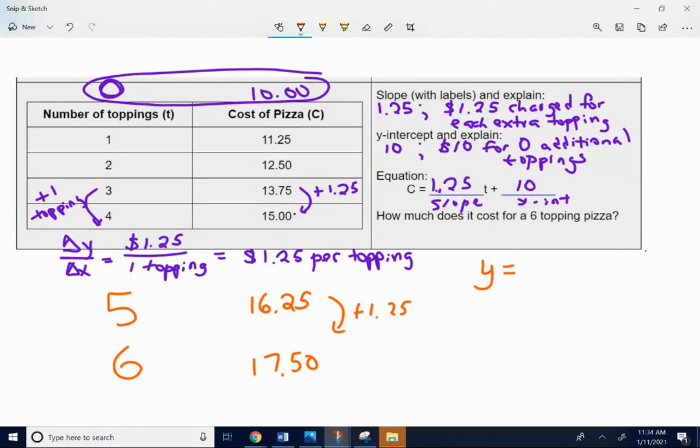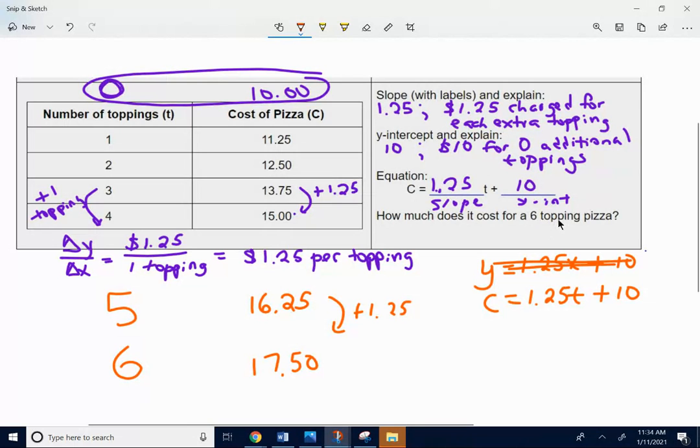But I also want you to know how to use the equation. If we had y equals 1.25x plus 10, think about what they're giving you. They're giving you 6 toppings. They're asking you how much does it cost. Oh, I wrote that with the wrong variables, didn't I? Let's do it the way we had it. They're giving us 6 toppings. They're giving us T as 6. They're asking us for the cost, which is C.